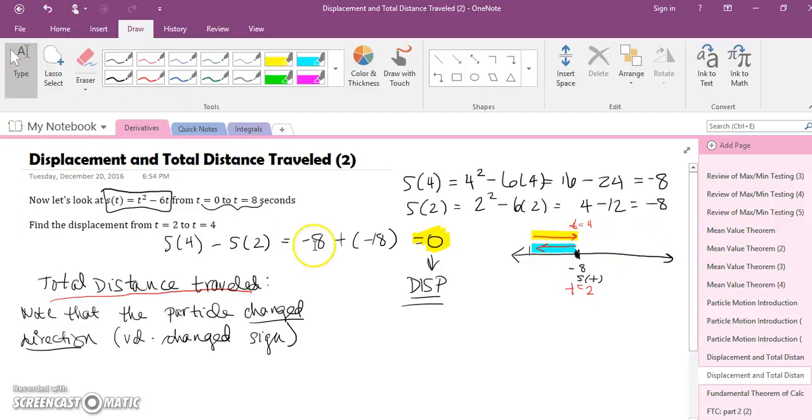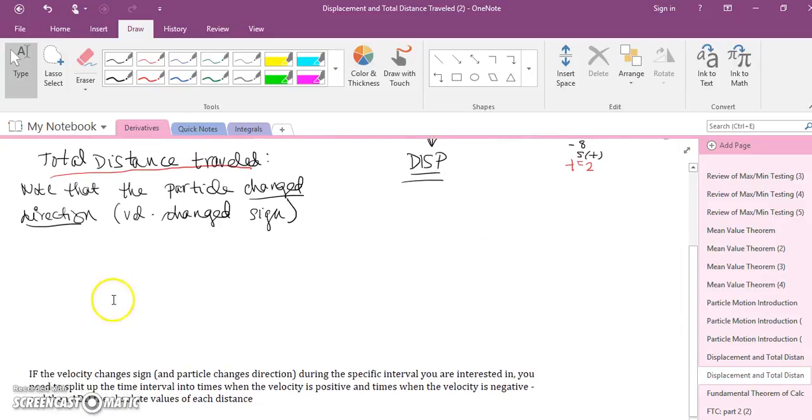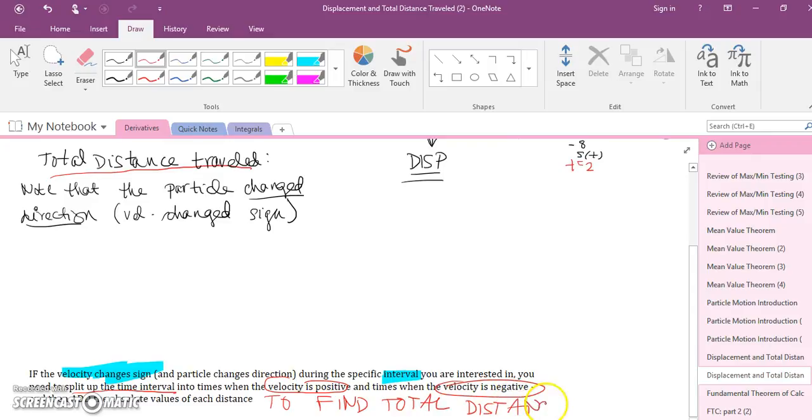And here's the key of what we're going to be doing. I want you to write this down and make sure you really understand why we have to do this. If velocity changes sign, meaning that the particle changes direction, during the time interval you're interested in, to find total distance traveled, you need to split up the time intervals into the times when the velocity is positive and when the velocity is negative, and then add the absolute value of each distance. And again, this is to find total distance traveled, which is more work than finding displacement, because for displacement, you just subtract the endpoints.